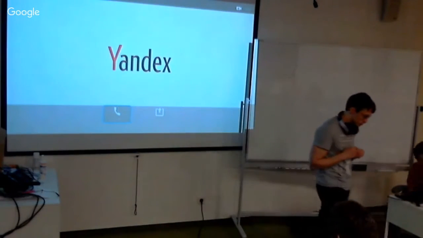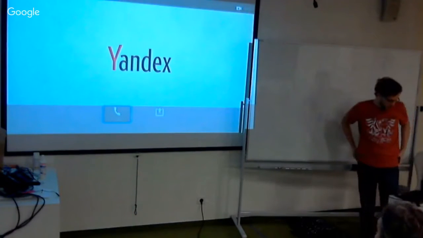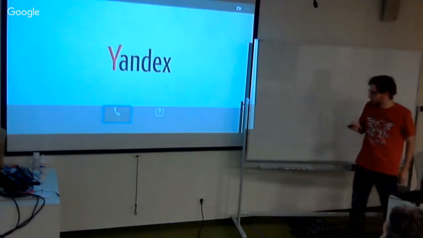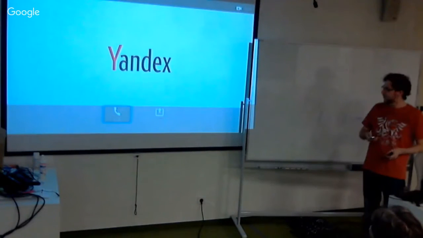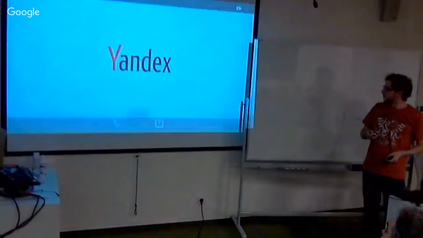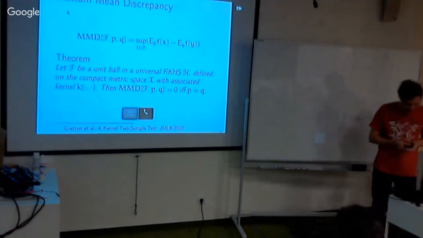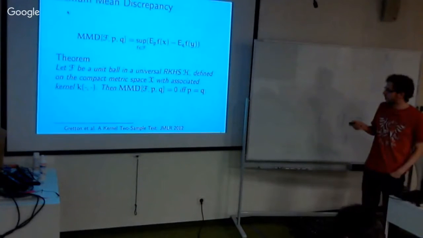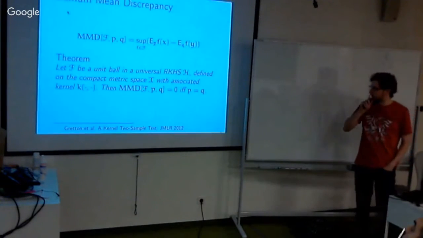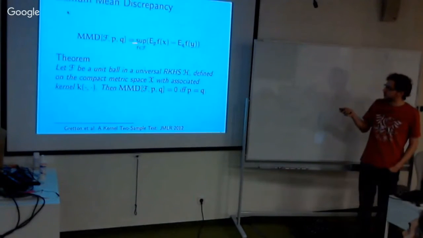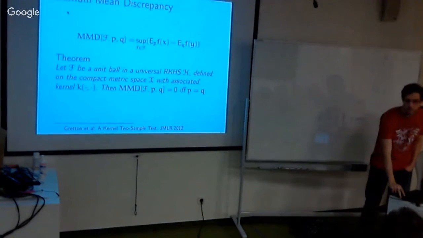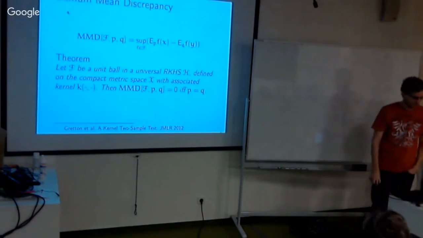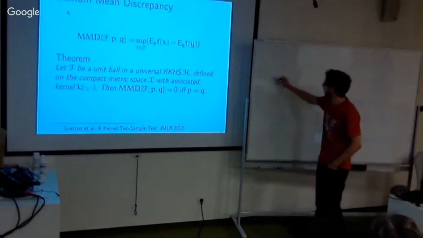Okay, now let us look back to this theorem. That's a Hilbert space. We have a kernel associated with that space, and we can substitute that on the unit ball of functions f. So the first question here: what is the unit ball in this Hilbert space? Because that's important.